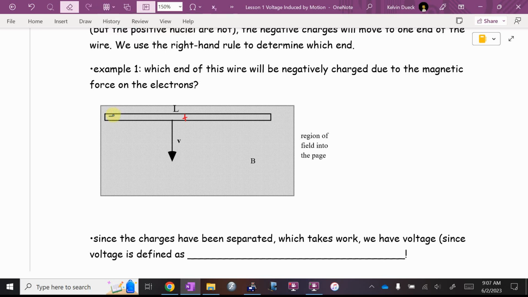What's going to happen is one end of the bar is going to become negatively charged. One end of the bar is going to become positively charged. What you've just done is you have separated charges by doing work. You've technically created a voltage. You've induced an EMF, a voltage, because you've made charges separate from each other in the same way the chemical reaction of a battery made charges separate from each other and then sent them through a circuit.